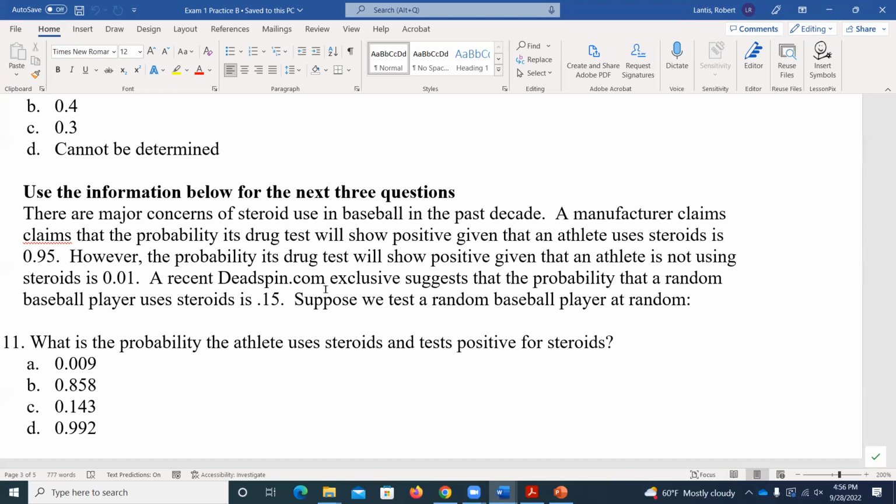The next thing I'm told is what? The probability the drug test shows a positive test result given the athlete is not using. So given that they're not using, the probability I see a positive test result is what?